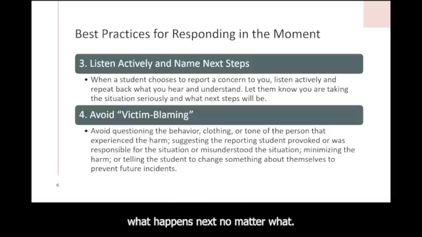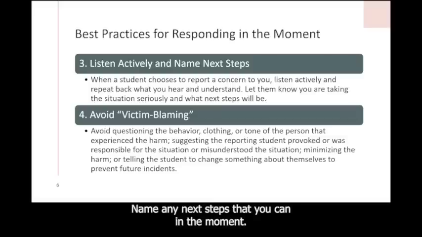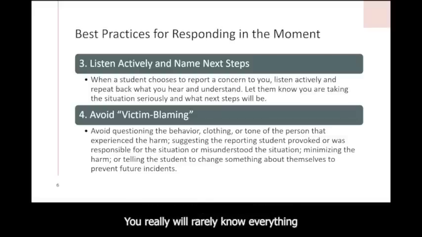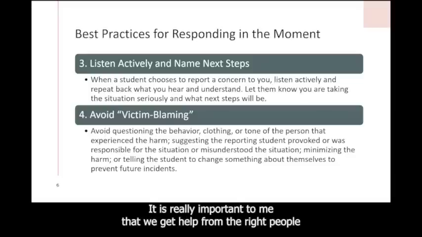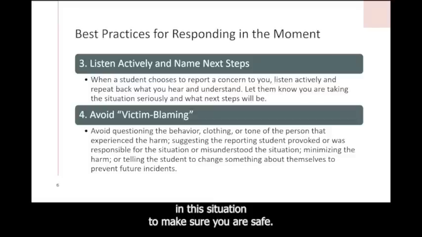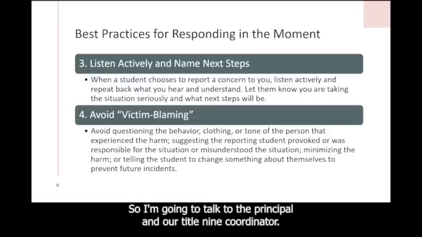No matter what, name any next steps that you can in the moment. You really will rarely know everything that's going to happen, but you can say what you can. "Thank you for sharing this with me. It is really important to me that we get help from the right people in this situation to make sure you are safe. So I'm going to talk to the principal and our Title IX coordinator, okay?"